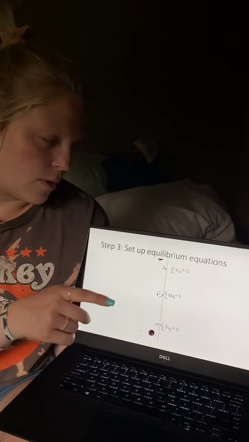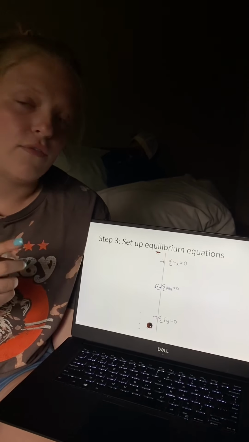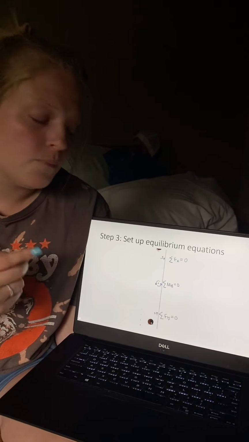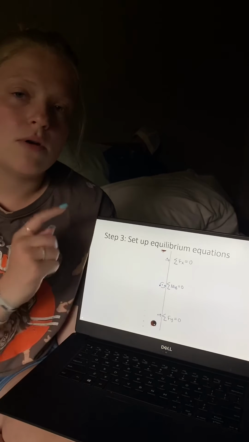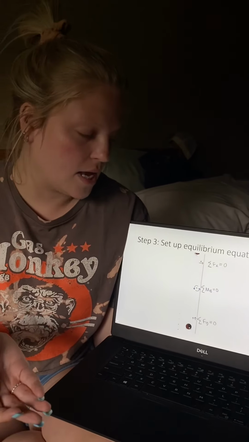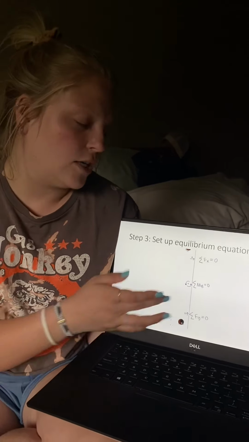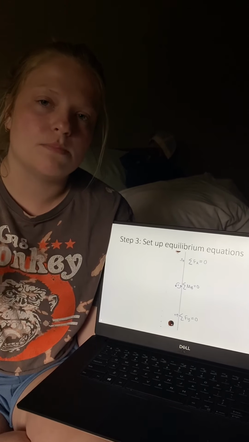So these equilibrium equations, we are going to be using 3. We're going to be using the sum of the forces in the X direction equals 0, the sum of the forces in the Y direction equals 0, and the sum of the moments at B equals 0. So we could solve it using the moments at A, but I chose to use the moments at B because that's where the X and Y components both are.